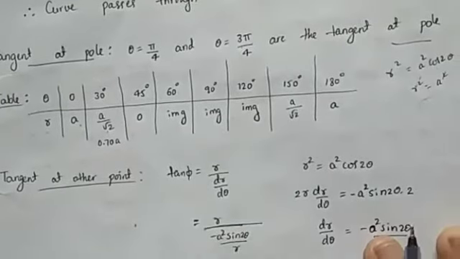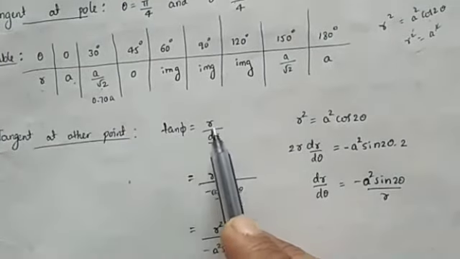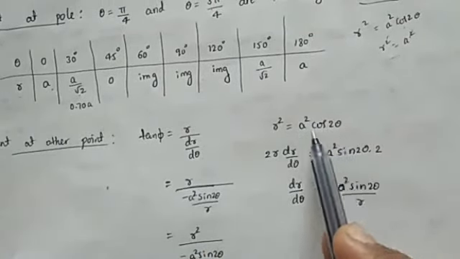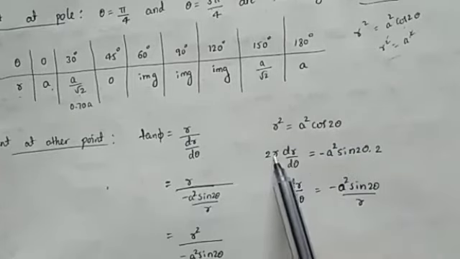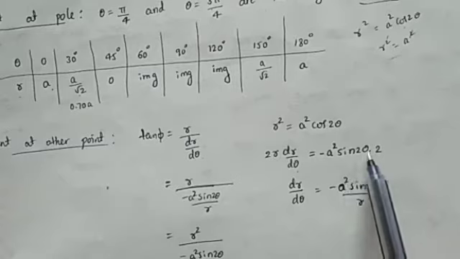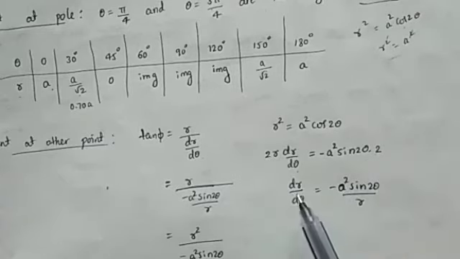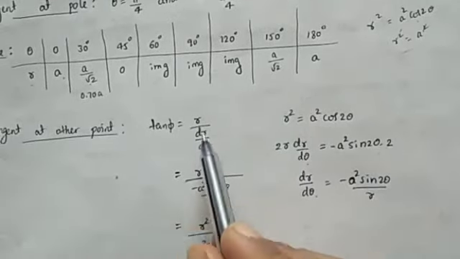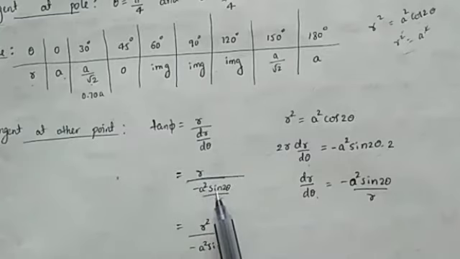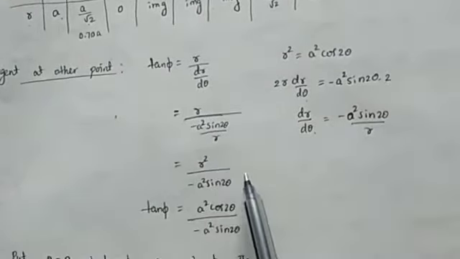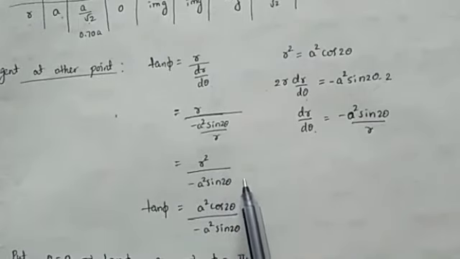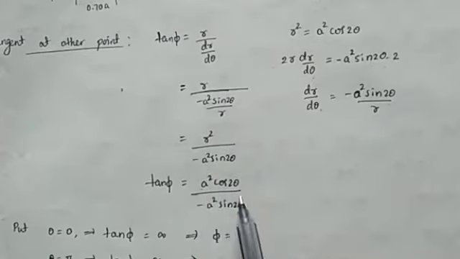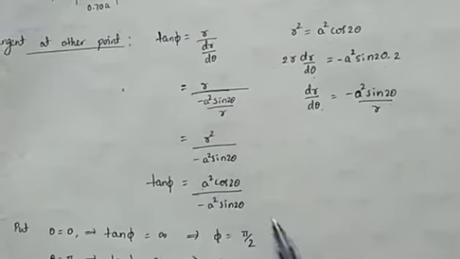The next one is the tangents at the other points. Tan psi is equal to r by dr by d theta. The given equation is r square is equal to a square cos 2 theta. We differentiate this. We get 2r dr by d theta equal to minus a square sin 2 theta into 2. The 2 gets cancelled. We get dr by d theta equal to minus a square sin 2 theta by r. So r by dr by d theta is r square by minus a square sin 2 theta. So we get tan psi equal to a square cos 2 theta by minus a square sin 2 theta. A square gets cancelled.